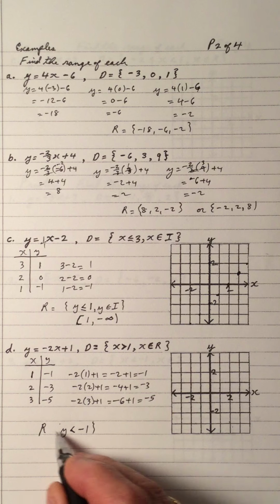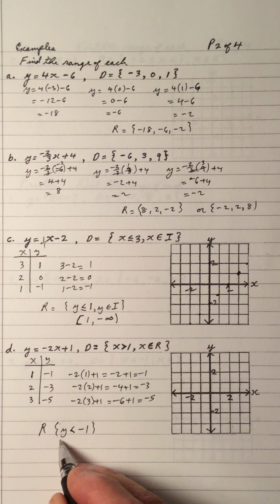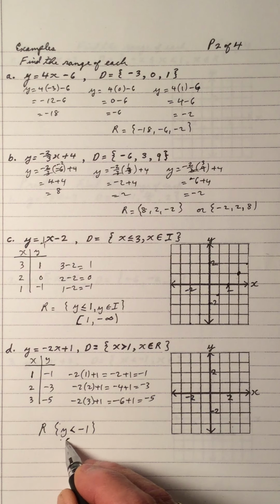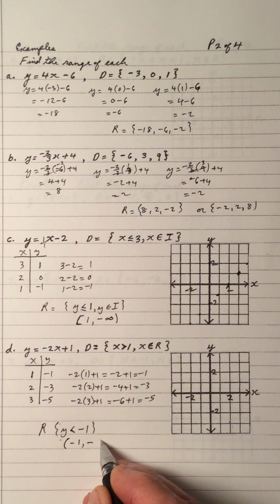And it's on the real numbers, and the notation is that it starts at -1, but it's a round bracket, -1, and it's going less, so it's negative infinity.